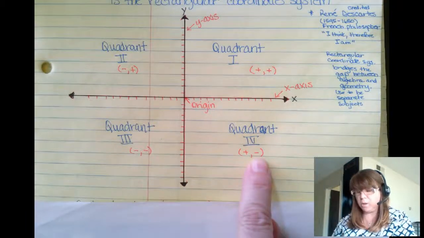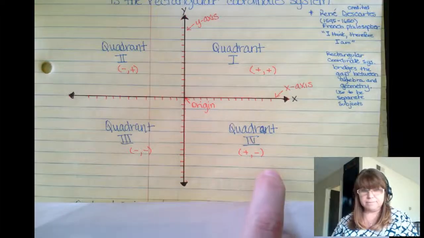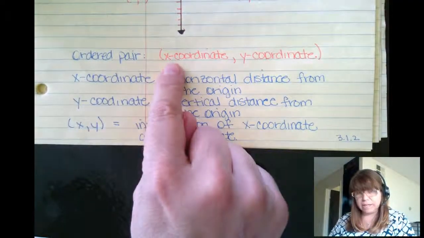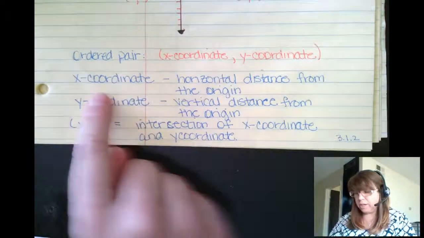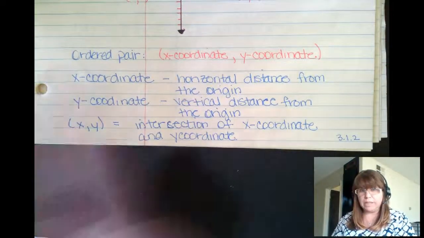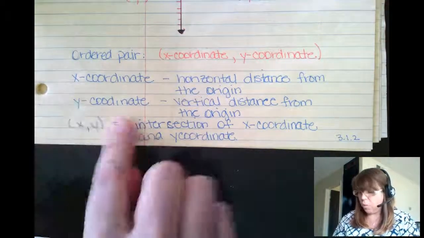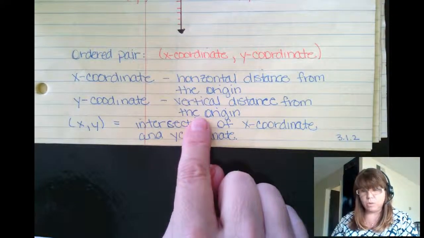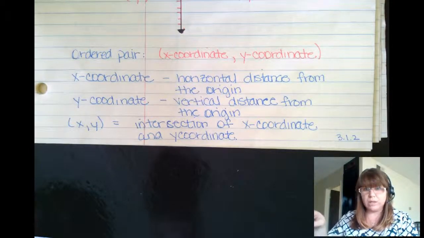Remember, this is an ordered pair. We always write x first, and then y. So just to be official, an ordered pair is first the x-coordinate and then the y-coordinate. The x-coordinate is the horizontal distance from the origin. So it's either going left or right. The y-coordinate is the vertical distance from the origin. So we're either going up or down a certain distance, and that's going to be the y-coordinate.